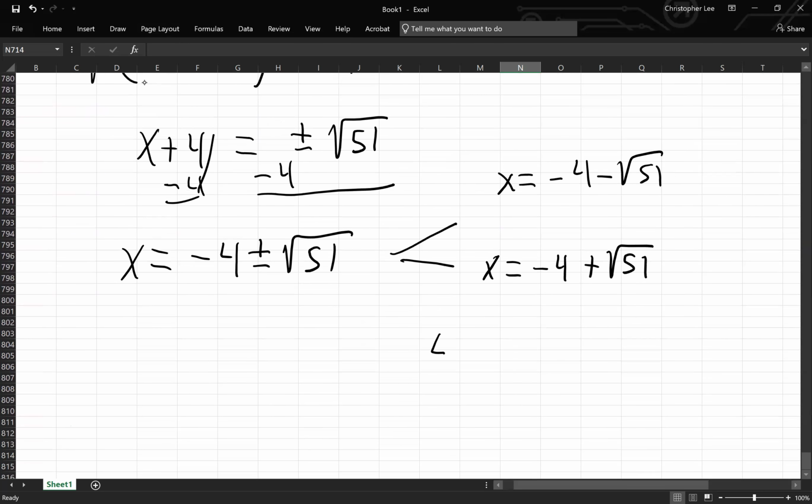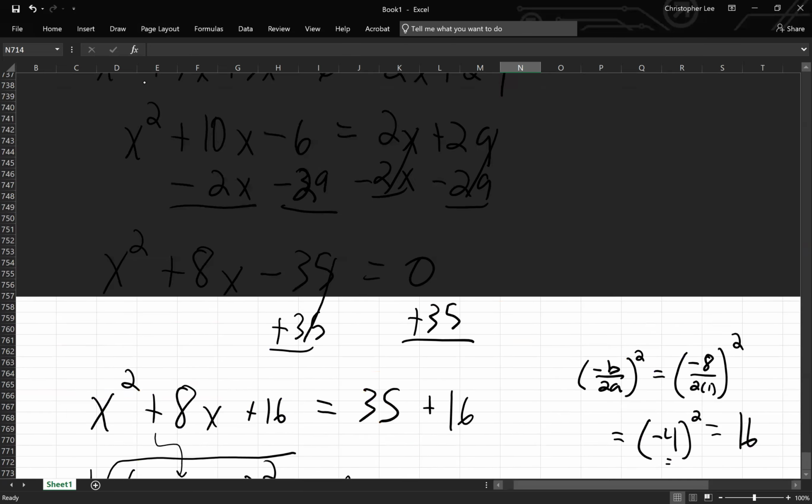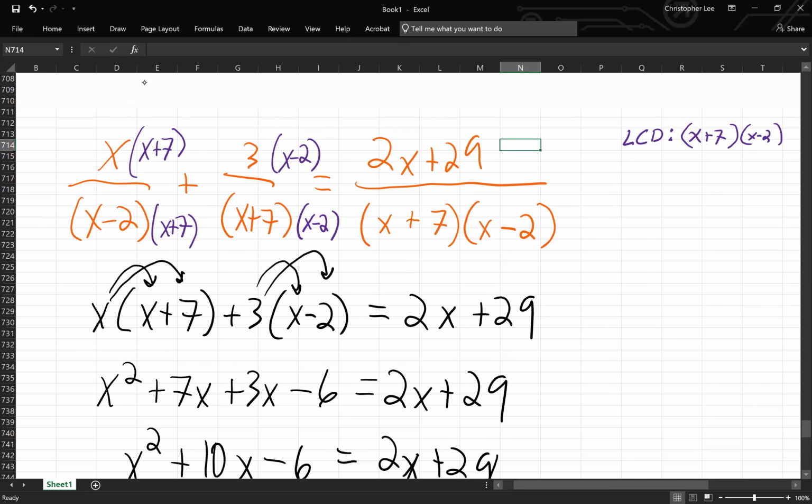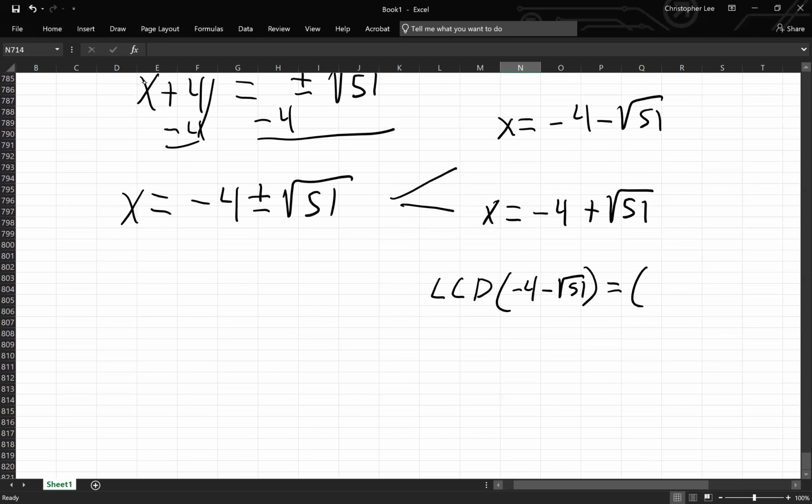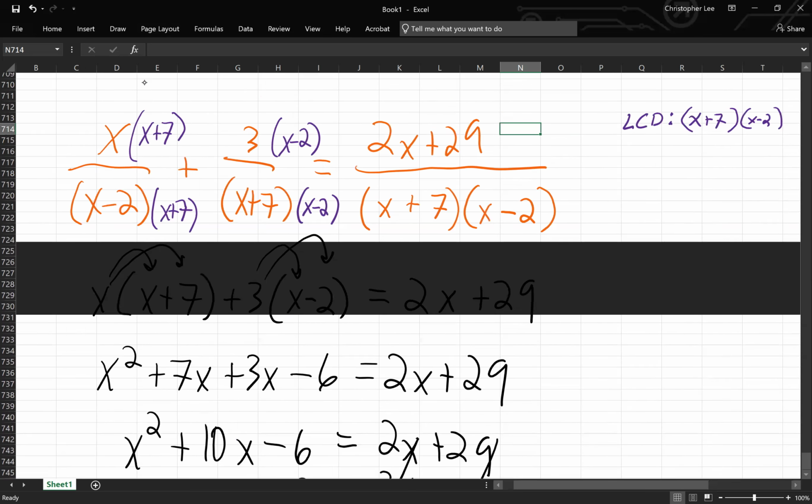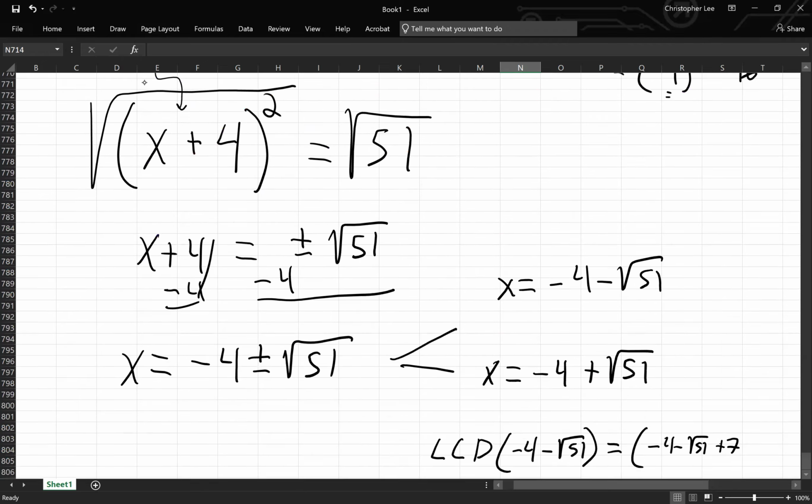So let's see. I want to know, what is the LCD at -4 minus square root 51? Essentially, I want to know if the LCD, which was x plus 7, x minus 2, right? So I want to know if -4 minus square root 51, plus 7... let me just verify that. X plus 7, x minus 2, yep.